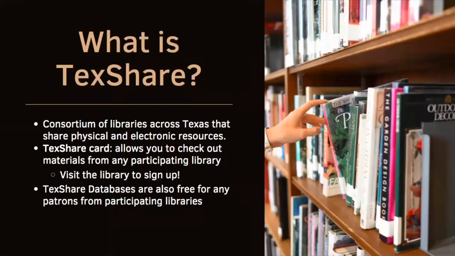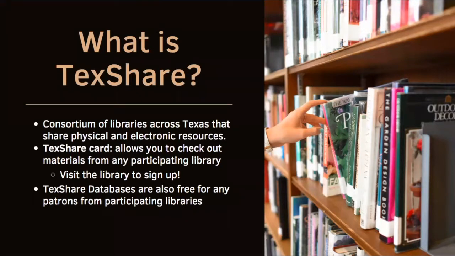So if you've never used TexShare, you might be wondering what exactly it offers. TexShare is basically a consortium of libraries across Texas that share physical and electronic resources. So with your TexShare card, when you sign up, you're able to check out materials from any participating library within the consortium. There's so many libraries across Texas that are part of this program, especially up here in the Metroplex. So if you want to sign up for a physical TexShare card, you just need to visit the library, come up to the front desk, let us know you want to sign up for a card, and we'll get you all set up. But with that card, you can go to another participating library, like for example, Dallas Public Library, and check out any items from there.